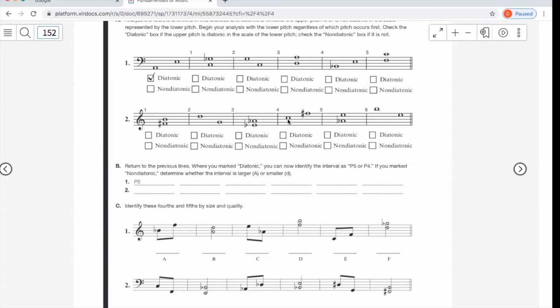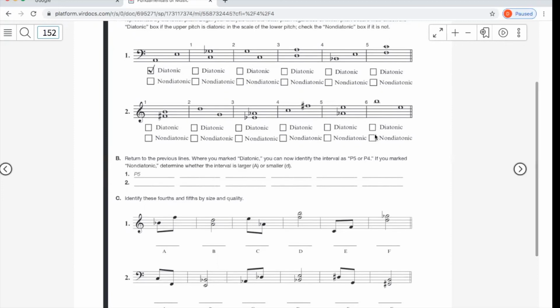But here's a C. Remember, C has no sharps and flats, so that cannot be diatonic. It's non-diatonic. It happens to be an augmented fourth. A flat has 4 flats, B flat, E flat, A flat, D flat. The second thing I said was E flat, so that's not diatonic. It's non-diatonic. But E to B, B is the fifth note of E major, E, F sharp, G sharp, A, B, so that one is diatonic.